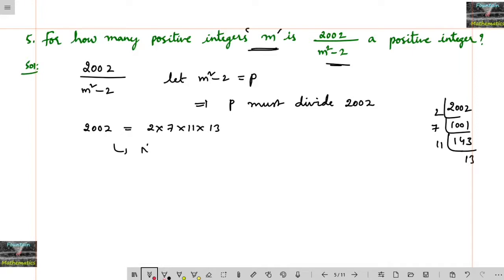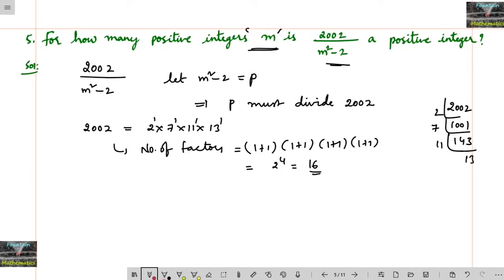And from here we can also find the number of factors. Number of factors is equal to, so here the power is 1, here 1, here 1, here 1. So the number of factors is (1 plus 1) into (1 plus 1) into (1 plus 1) into (1 plus 1). So this is 2 to the power of 4, which is 16. So total 16 factors are there. What are the 16 factors? Let me check it out.